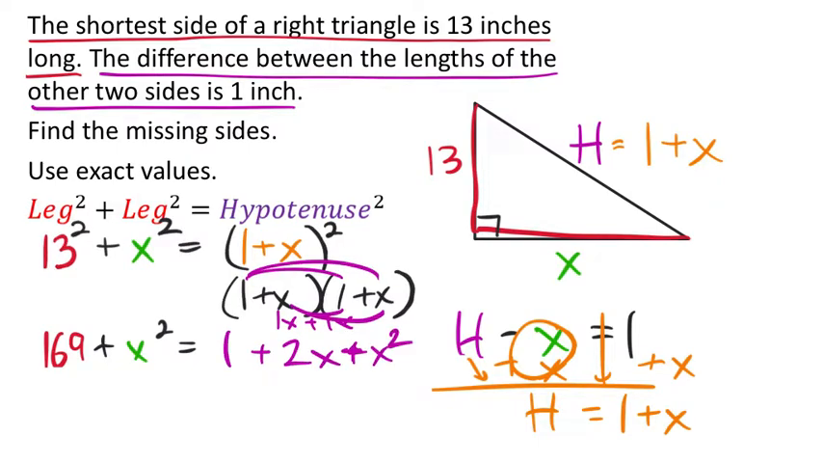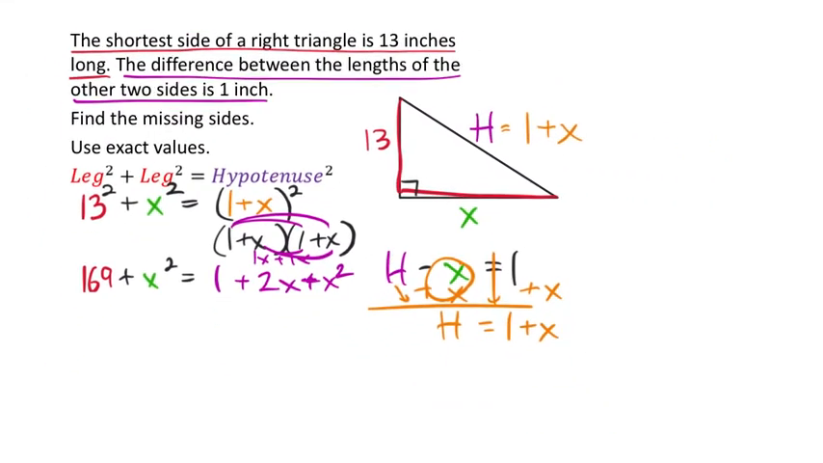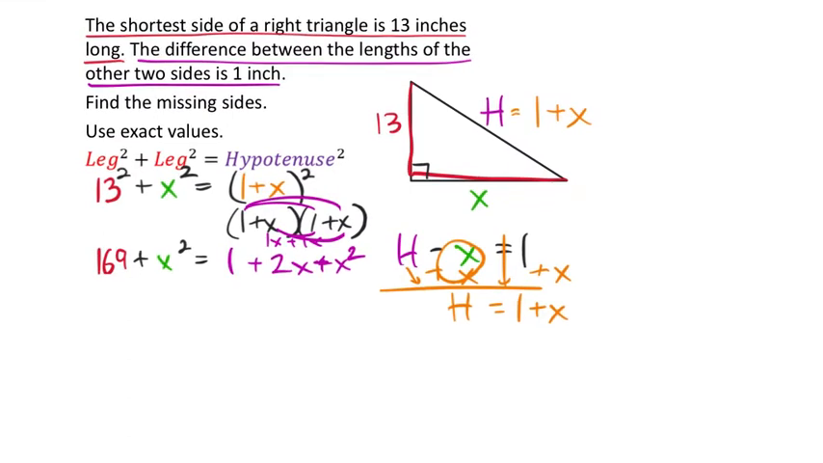Now, some students would, at this point, switch those up so that it looks like a standard form or descending order trinomial. I'm not going to do that, just because I don't want to yet, but I'm going to eventually. So what I'm going to do right now is I want this trinomial to equal 0, right? So I've got to get rid of that 169, so minus 169 from both sides.